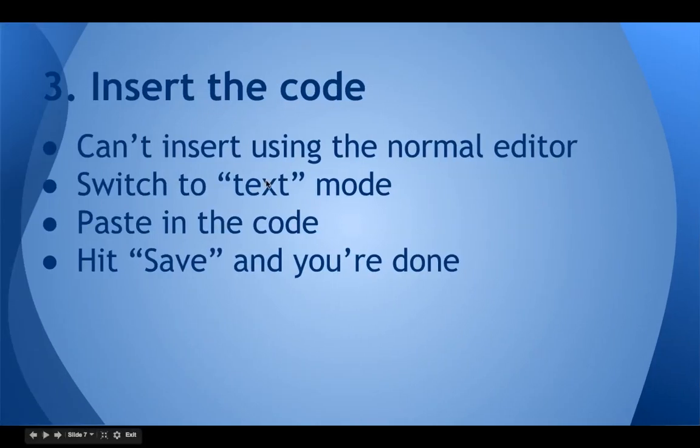So again, the steps are really simple. You just create a place to put it, grab the special code using Amazon, and then copy and paste it using the WordPress text editor. And then we've got the final product that we just looked at.